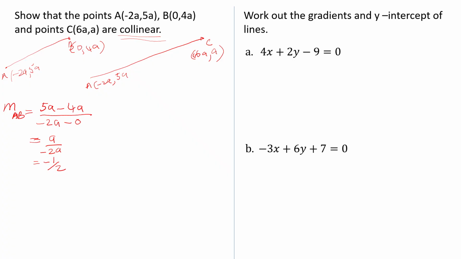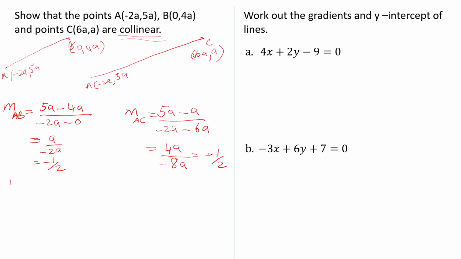Next, I'm going to calculate the gradient of AC. So m AC equals 5a minus a divided by negative 2a minus 6a. So this is 4a divided by negative 8a. So this is negative half.